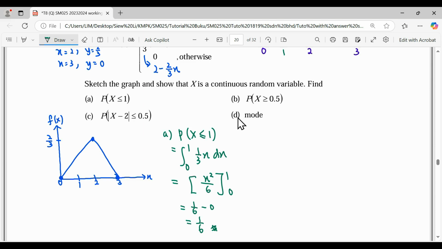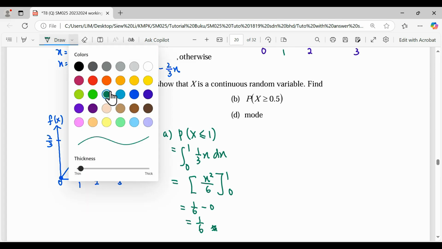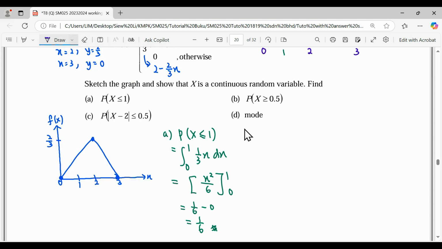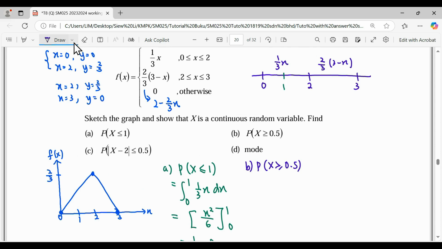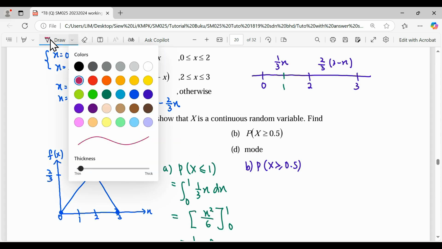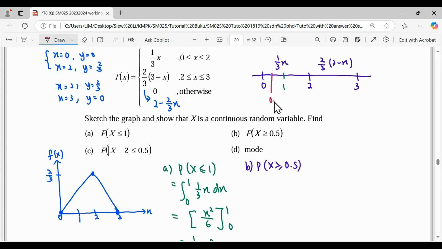Then we can continue for the second part, B, which is finding the probability x more than or equal to 0.5. So we look at the area. 0.5 is here. So more than that, we want all this area from 0.5 until 2, then 2 until 3. So we have 2 pieces of area to find if you want to calculate directly.